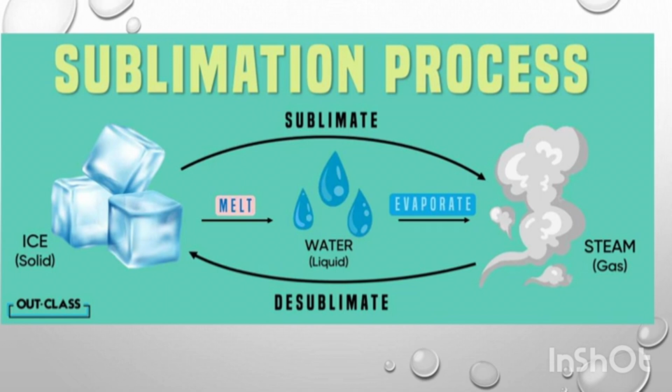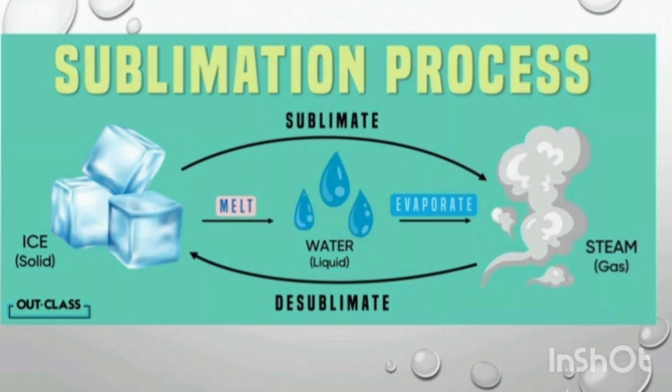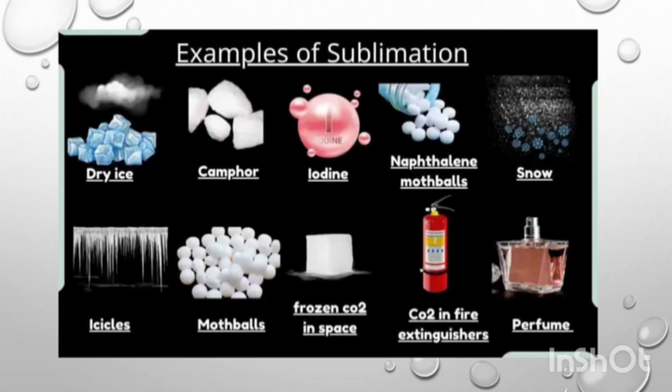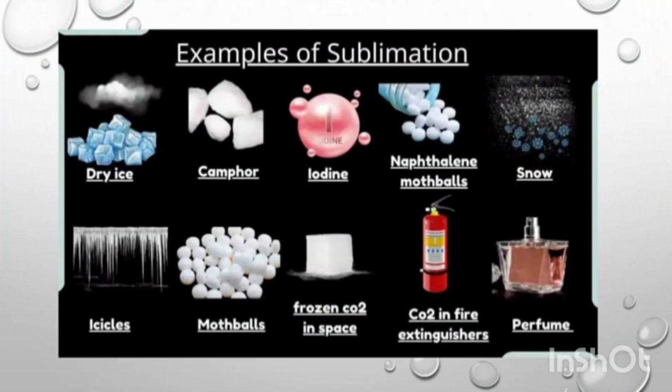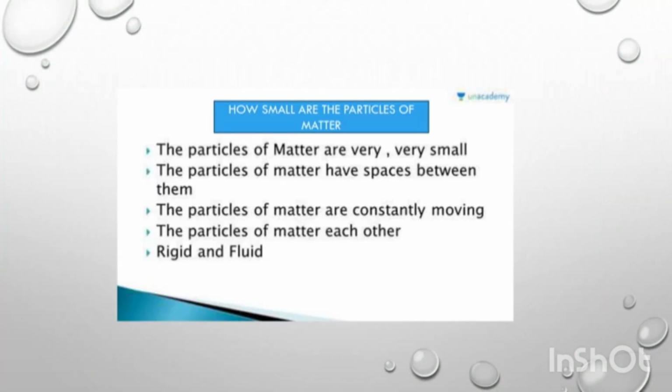The next is sublimation. Sublimation is nothing but a process of converting a solid directly into gas. For example, dry ice is an example of sublimation. It will directly convert its form from solid into gas. If we go through the process of gas to liquid and then solid, it is deposition. A few examples of sublimation are dry ice, camphor, iodine, naphthalene balls, carbon dioxide in a fire extinguisher, and the perfume bottle, as we already discussed.